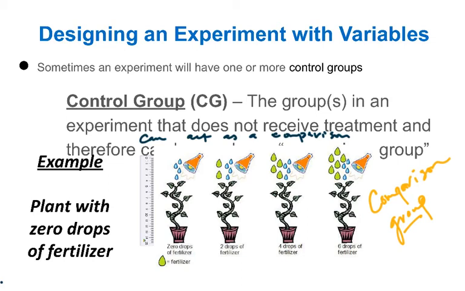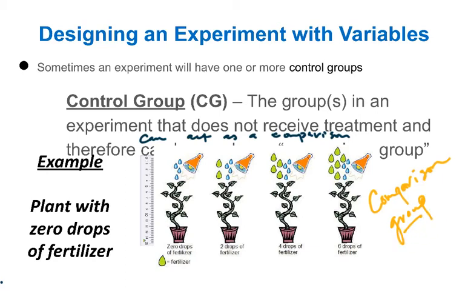So the plant with 0 drops of fertilizer is our control group. And we can use this plant to compare against the rest. The group or groups in an experiment that does not receive treatment, okay, so treatment would be fertilizer in this case, and therefore can act as a comparison group.